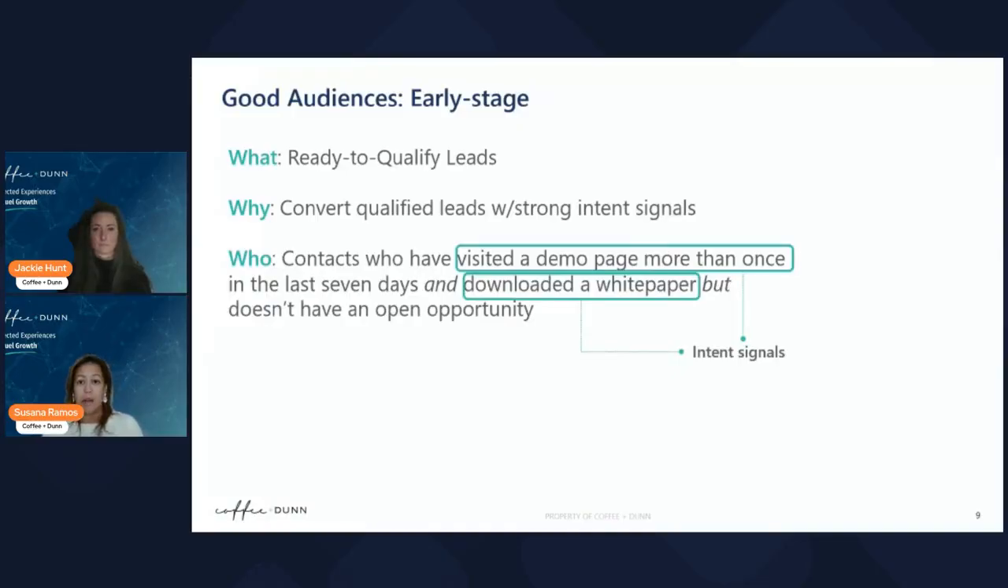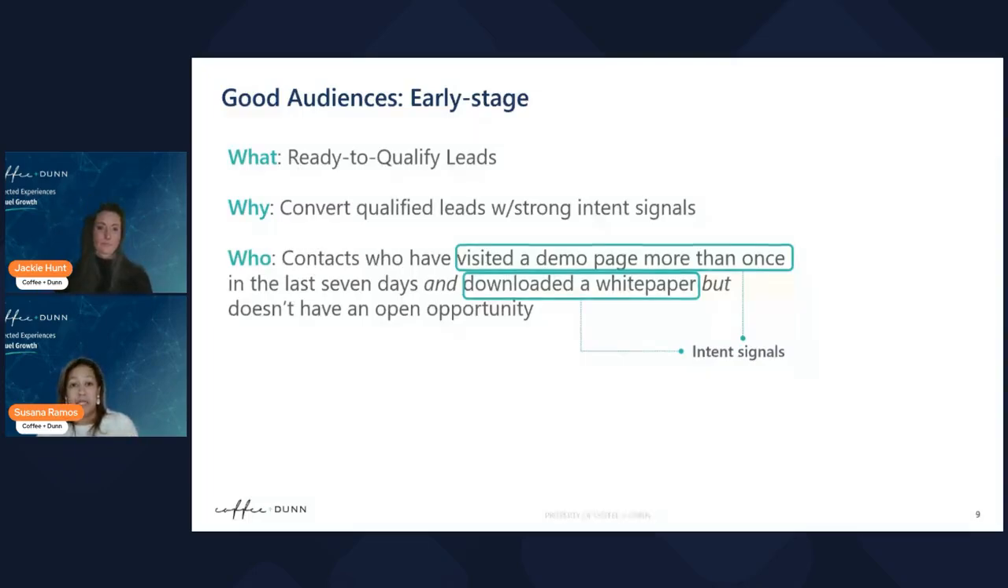So the purpose here is to convert those, get them in. We're seeing strong intent signals, and you'll see a couple of those intent signals highlighted here. So we have an audience. It's contacts who have visited a demo page more than once in a certain amount of time and have downloaded a white paper, but don't yet have an open opportunity in the system.